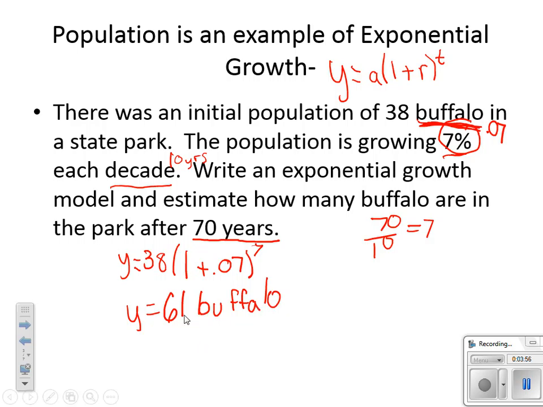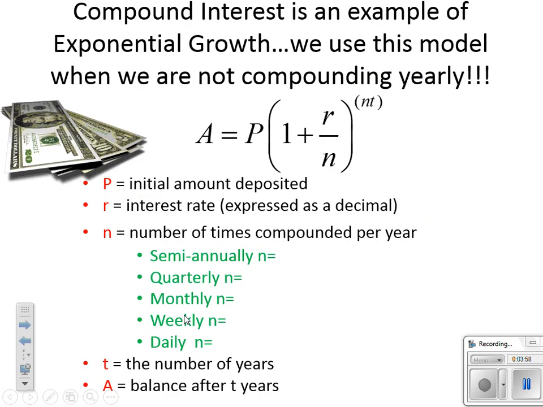So we will look at another example. We are going to be looking at compound interest now, and this is an example of exponential growth. We use this model when we're not compounding yearly. So the last equation we just looked at was if we were to look at per year, and now we're talking about compound interest as something that's increasing more than once a year.